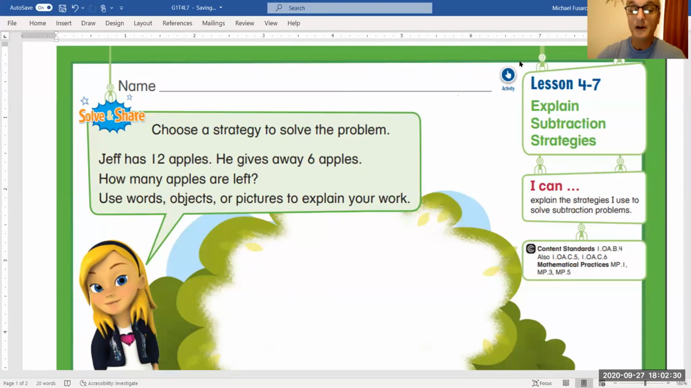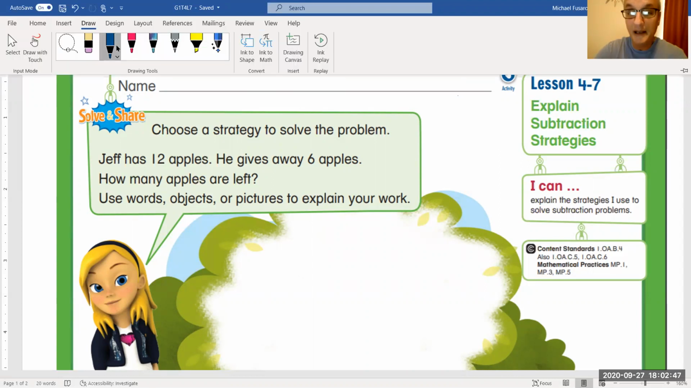So you're going to have not only equations where they're just numbers, and sometimes you will also have word problems. So you got to tell me the strategy you used and why you used it, okay? So we're going to get started with our trusty solve and share.